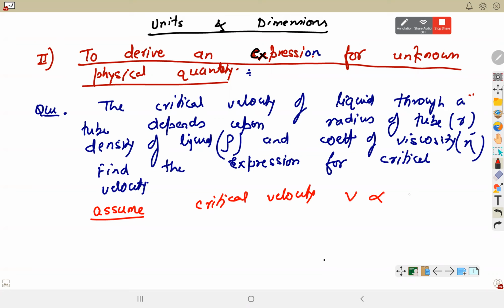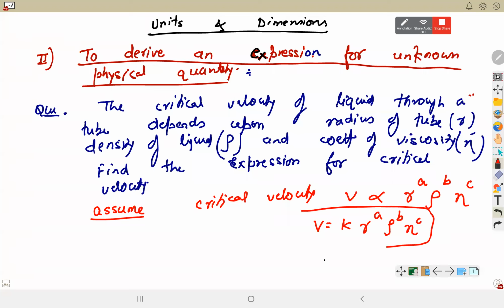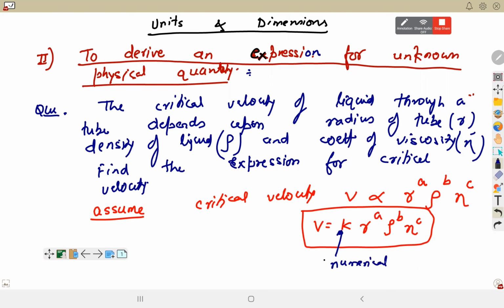This depends upon radius, so we assume that it depends on radius to the power a, density to the power b, and coefficient of viscosity to the power c. If we know the value of a, b, c, which means we know the formula. If we remove the proportionality, a constant will come, but that constant has to be a dimensionless constant. This is the formula that we assume, where k must be a numerical constant. The others keep working. This is for Naira because she missed the last class. If you want to revise, you can see, but I can continue solving.